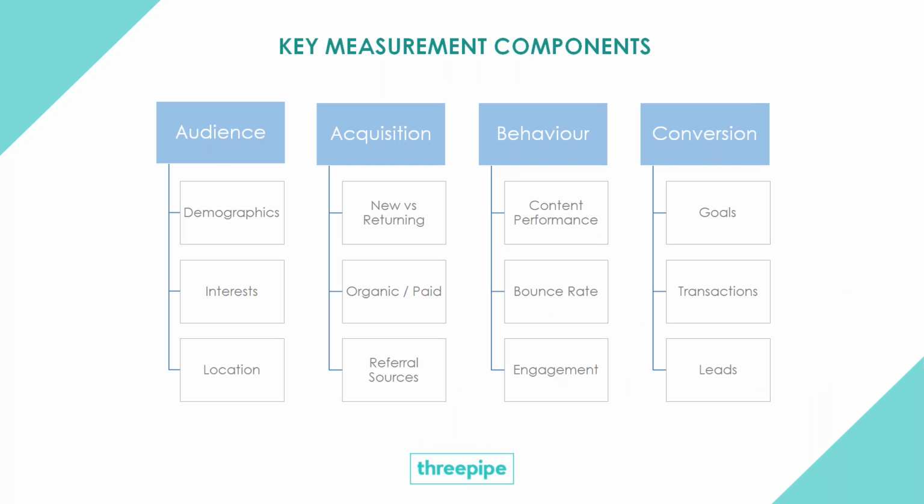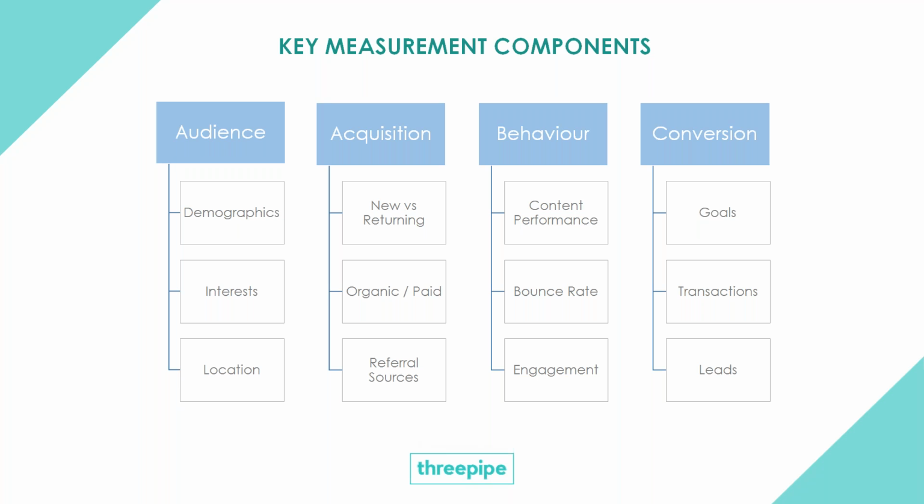Talking about the reporting view, you can see that it's grouped into four key areas within Google Analytics. The first of those areas is the audience. So this is about who is actually visiting the website, how old they are, what gender they are, what else they're interested in, where they're actually navigating from.